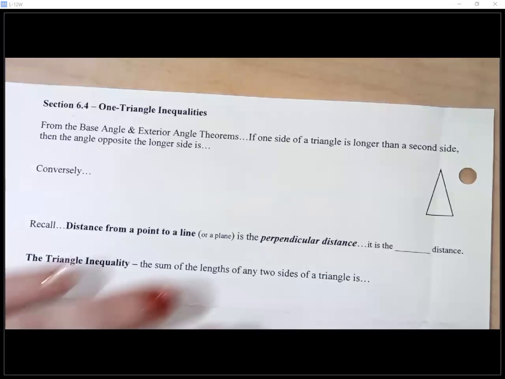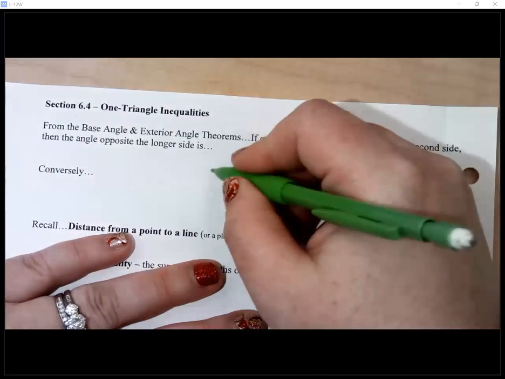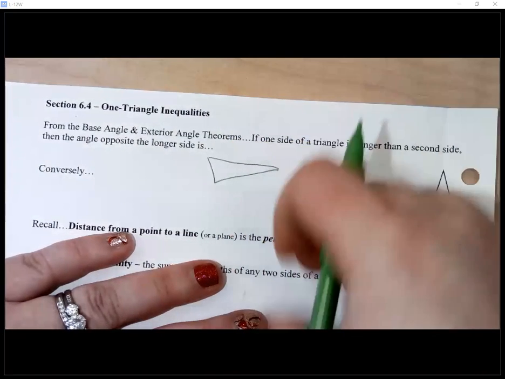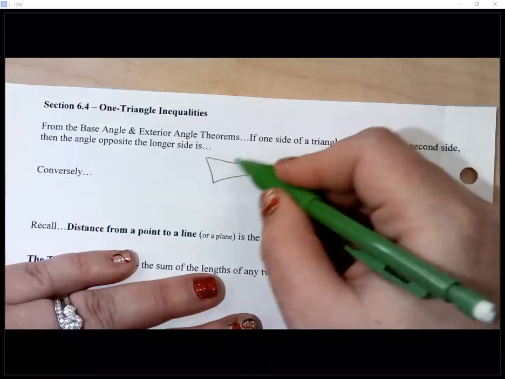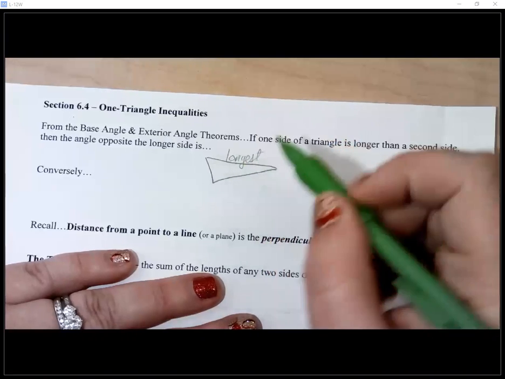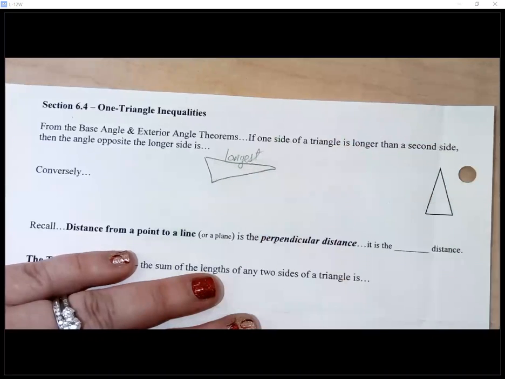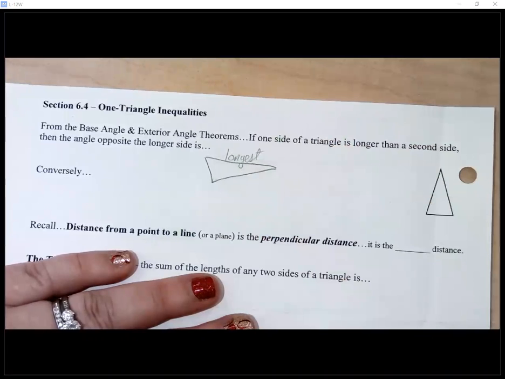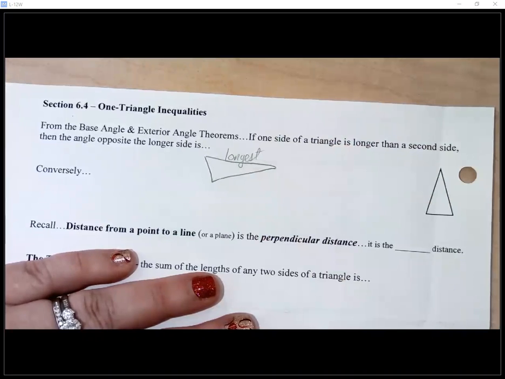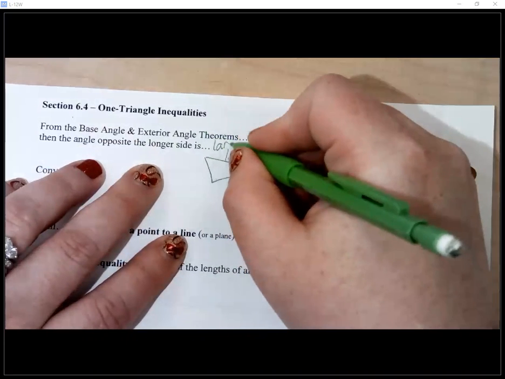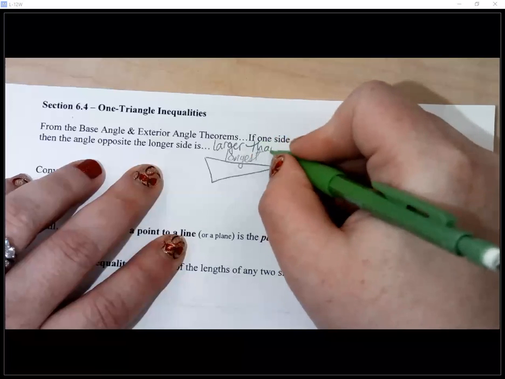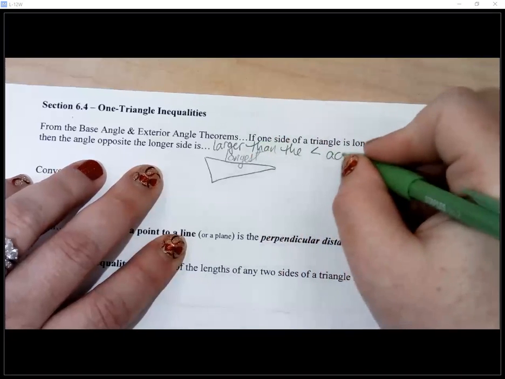So what they're saying is, if you have a triangle, and let's say I have one side that's clearly bigger than the others. So let's say here's my longest side. What would I know about the angle across from that longest side? It's the biggest angle. So across from the biggest angle is the biggest side and vice versa. And across from the shortest side is the smallest angle. So the angle opposite the longer side is larger than the angle across from the shorter side.